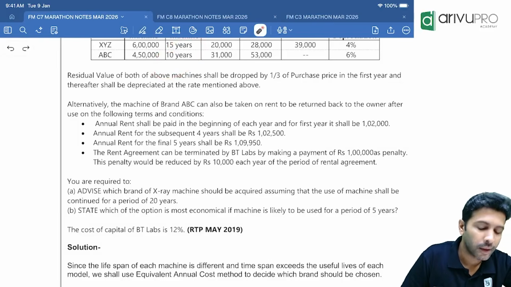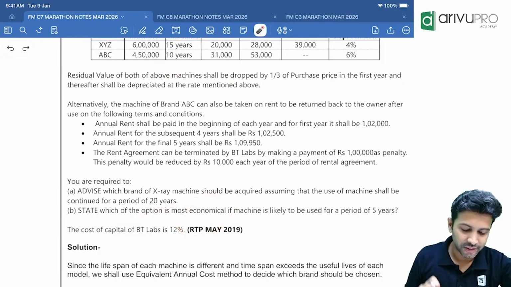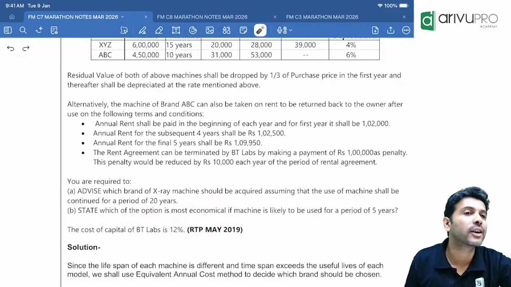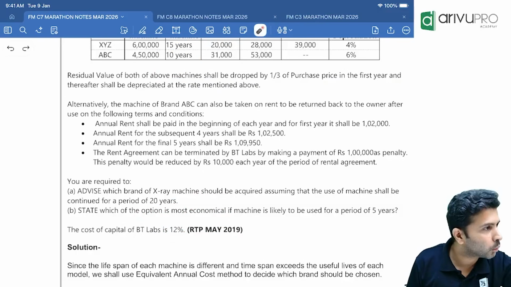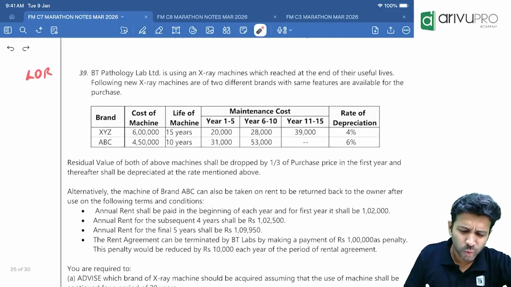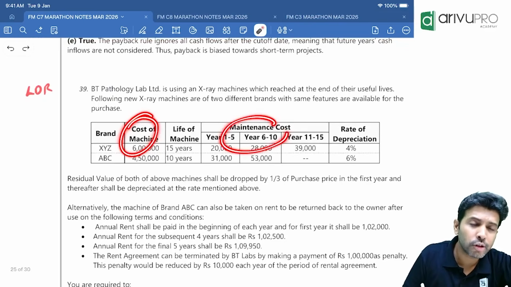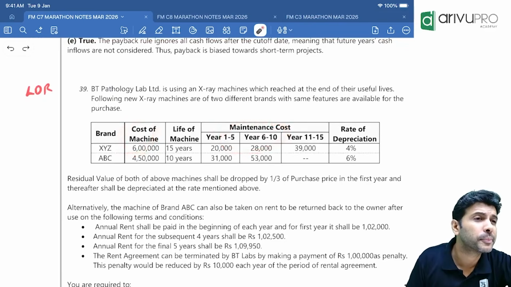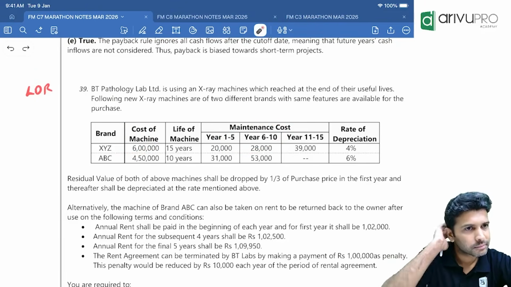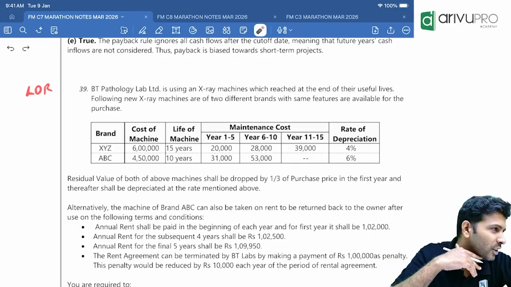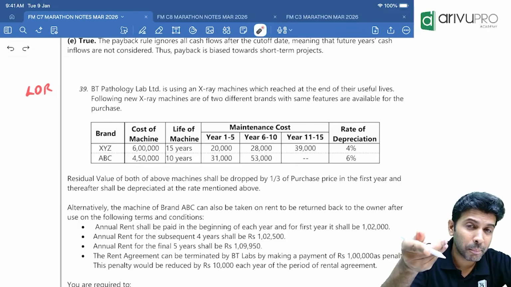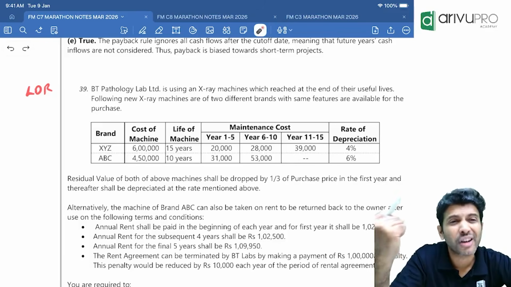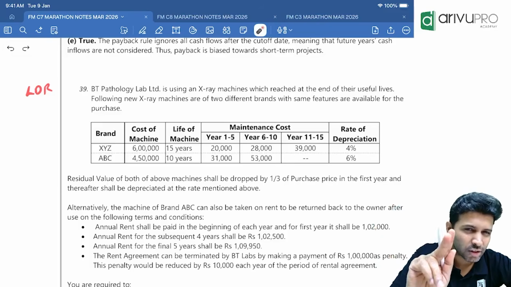Sure. Second, the cost of capital, the discount factor: how much? 12%. Can we do it? If you read the question, this is a cost of 2. This is also a cost. Where is the benefit? Not given. So EAC from the benefit angle or EAC from the cost angle? Cost angle. But there is one benefit.